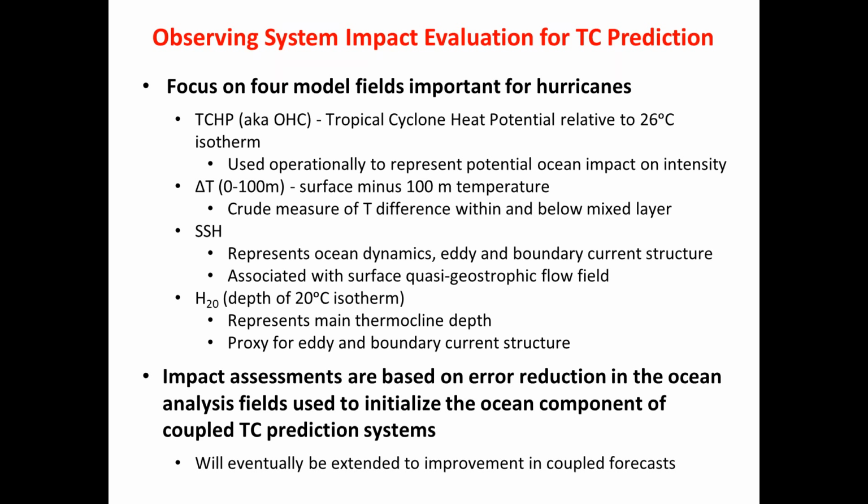Depth of the 20 degree Celsius isotherm, which represents the main thermocline depth, is also used as a proxy for eddy and boundary current structure. It tends to outline the eddy structures and boundary current paths. So looking at how well we're improving these fields will give us an idea of how well we're hopefully improving the ocean model initialization. And we're going to look only at the assessments based on error reduction in the ocean analysis fields. We will eventually be extending this work to look at how that actually impacts coupled hurricane forecasts. But I'm going to focus only on the ocean part today.